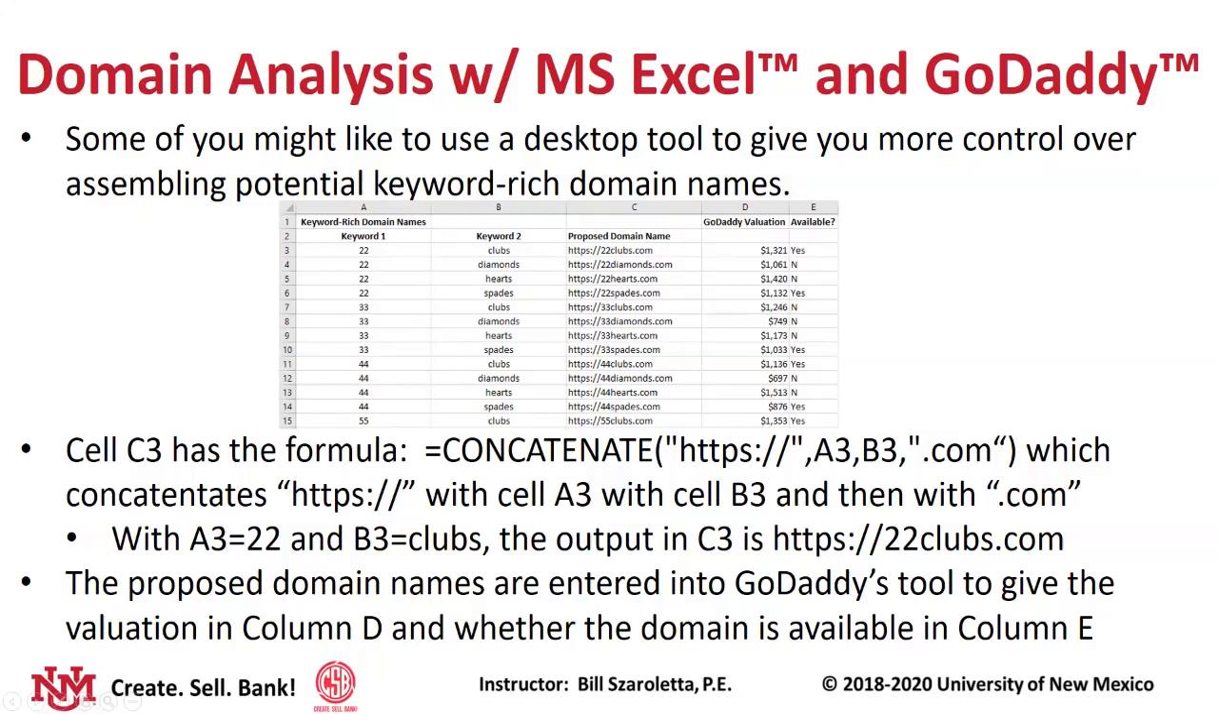And the next one will be, in these double quotes, .com. So that's what happens here: you have HTTPS from the formula, then it grabs 22, then it grabs clubs, and then it grabs .com. So you've got that. You just grab this, go over to GoDaddy, that site that we just went through, and plug it in, and we have the valuation, and is it available? You're going to do something exactly like this. I want you to be doing this kind of analysis.